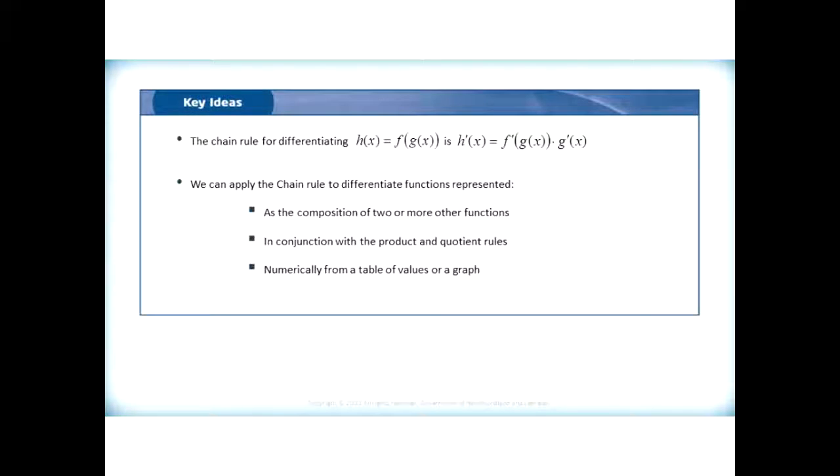Alrighty, so let's highlight some of the key ideas that we saw here. We talked about if we have a composite function, then we differentiate the outside, leaving the inside alone, and then multiply by the derivative of what was inside. And we can apply the chain rule to a composition of 2 or more other functions, and we can apply it in conjunction with the product and quotient rules, or we can even use it numerically from a table of values. And although we didn't look at an example, you could also do that for something from a graph if you had to.